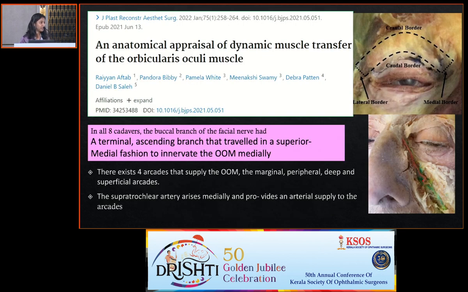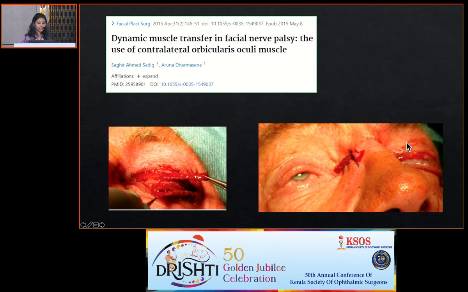So an anatomical study was done on cadavers. What they found here, we can see, is marked by this green color. There was a terminal ascending branch that traveled in a superomedial fashion to innervate the orbicularis oculi muscle medially. And it also has a vascular pedicle along with it, the supratrochlear artery, that supplies the orbicularis. So if we can raise a flap of orbicularis that is based medially, we will not be interrupting the vascular or the nerve supply. That is the basis for the dynamic muscle transfer of the orbicularis oculi muscle.